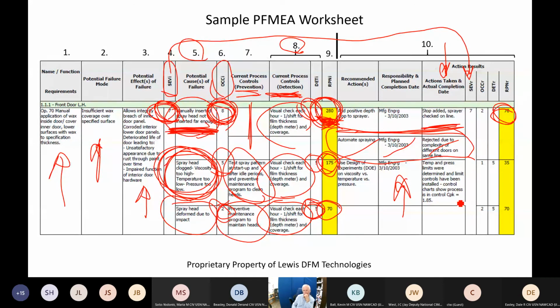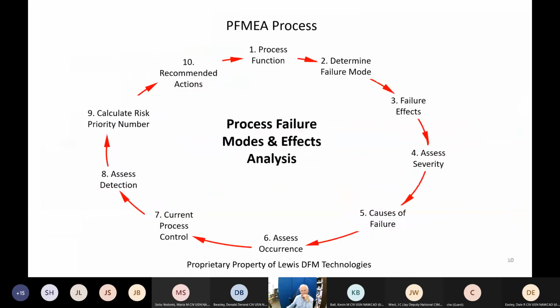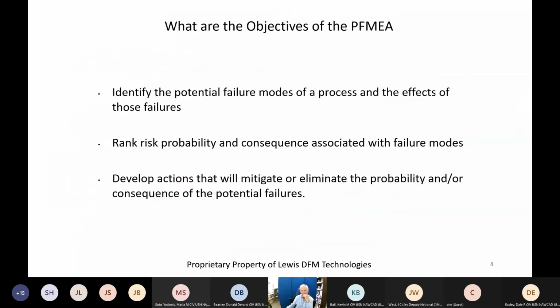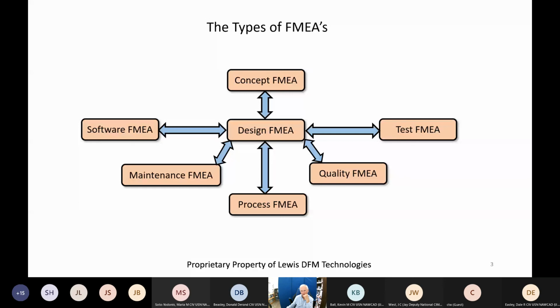One of your first slides had types of FMEAs. You had at least five or six of them there. Based on your experience, can you tell us as a group, looking at the acquisition cycle, where we should actually engage each one of the FMEAs?